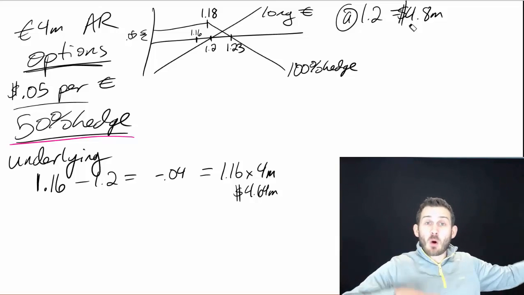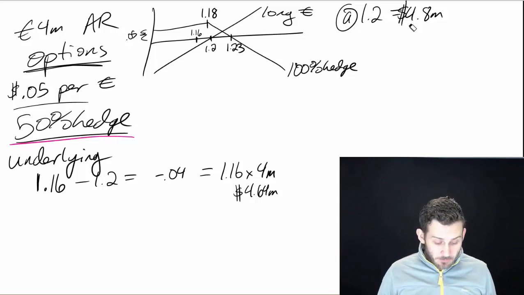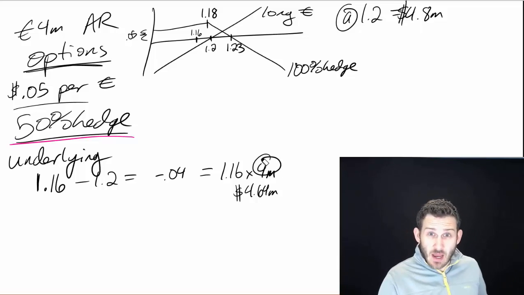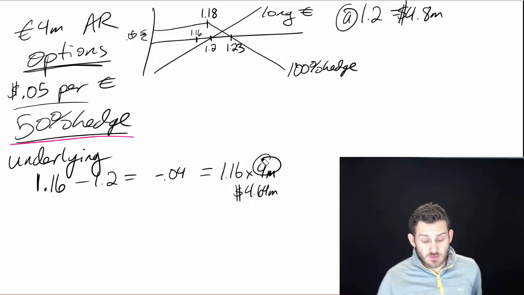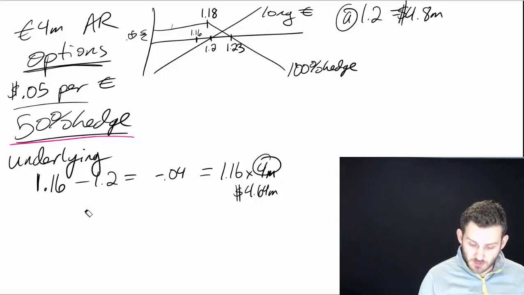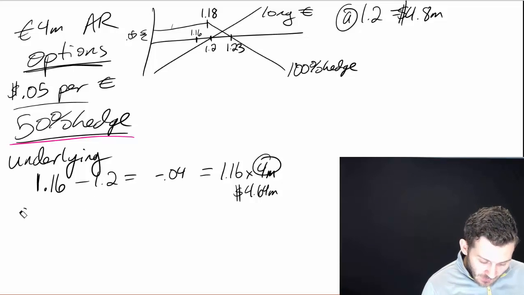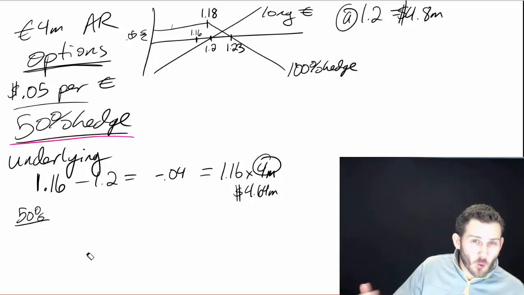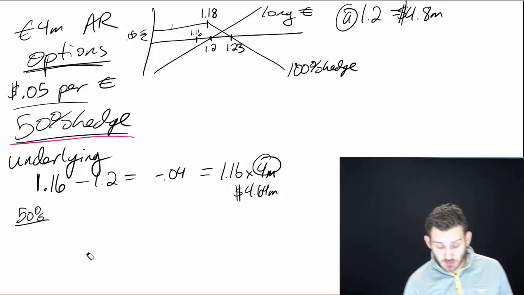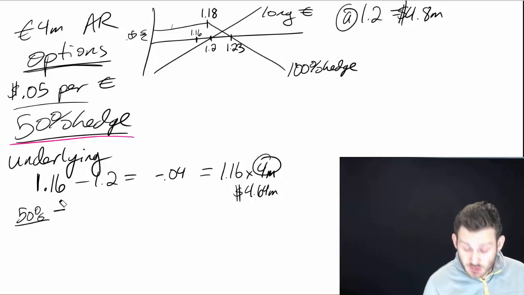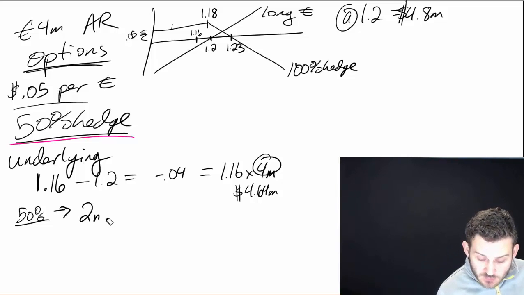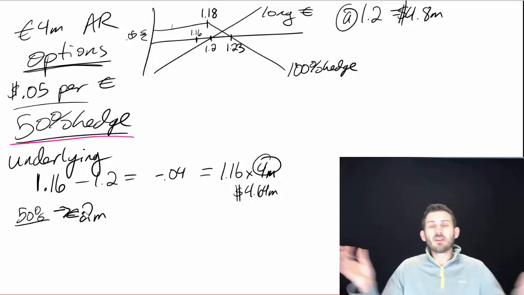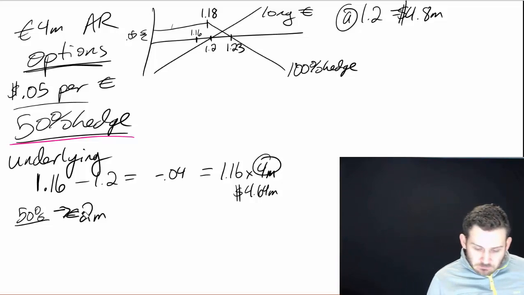But then we have to look at what our gain is, because if the underlying loses value, I'm going to be making money on the option that is hedging it. I'm doing a 50% hedge. That means I'm not buying 4 million euros worth of options. I'm only buying 2 million euro worth of options on that underlying, because I'm letting it fluctuate a little bit.